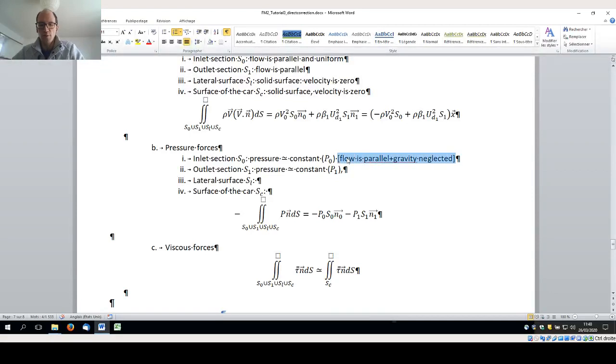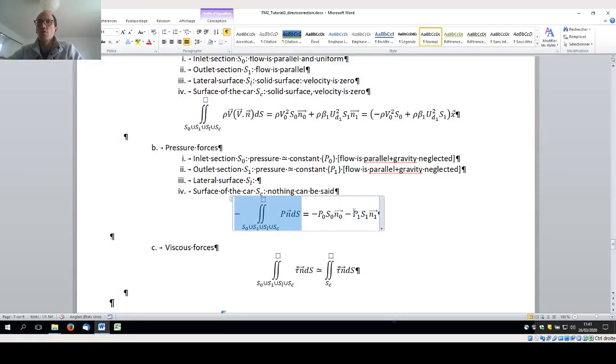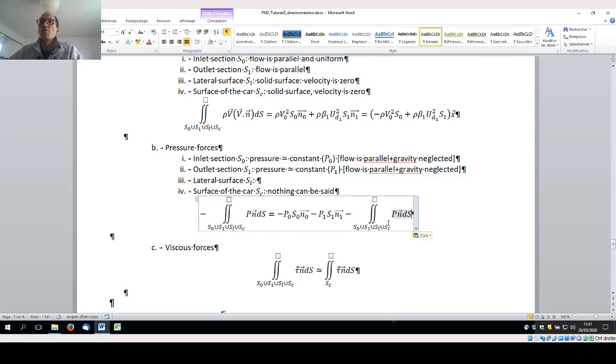So if the flow is parallel, what we have already used, it means that piezometric pressure is constant. And if you neglect gravity, this means that pressure is constant. So it's actually what is used to obtain this. So for the pressure forces on the surface of the car, nothing can be said. You don't know anything about the pressure. Okay, so you need to keep this equation for the surface of the car.